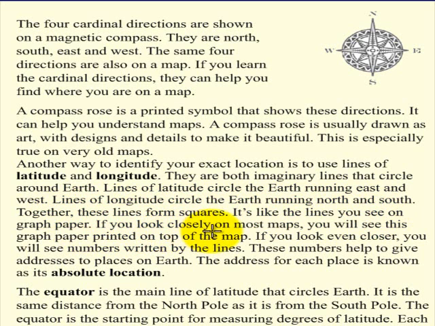If you look closely on most maps, you will see this graph paper printed on top of the map. If you look even closer, you will see numbers written by the lines. These numbers help to give addresses to places on Earth. The addresses for each place is known as its absolute location.